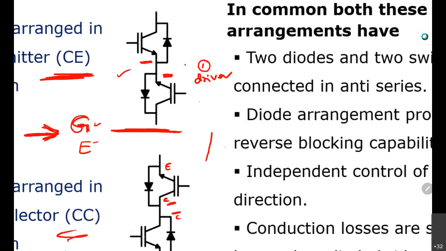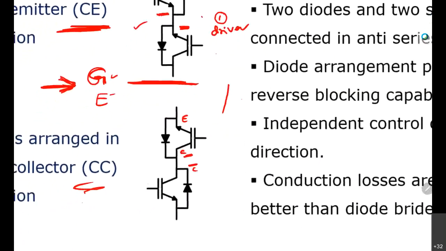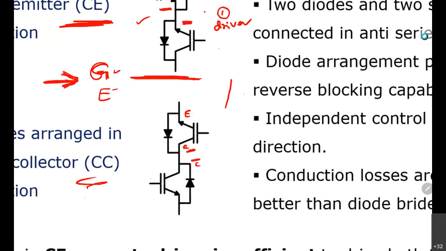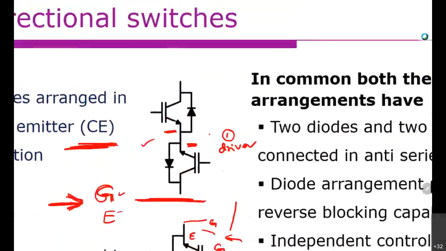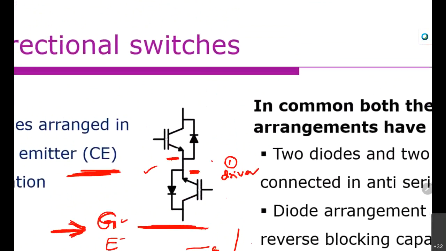Whereas if you have common collector, in this case the collector is common. This is the gate, so we need to have two driver circuits: one driver for this upper one and another driver for this bottom one. It requires two driver circuits as their emitters are separated, whereas this emitter is common, so therefore you require only one driver circuit.